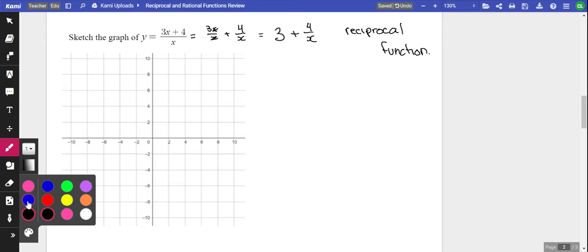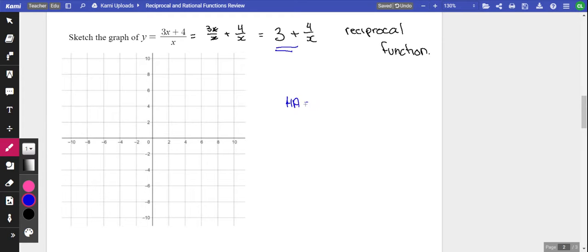So if we apply our transformations, if I add something outside a function, that means move my function up 3 places. My horizontal asymptote used to be y equals 0. But now I need to move that y value up 3. So my new horizontal asymptote is going to be y equals 3. It's going to go right through here. We're going to pretend that's a nice straight line at y equals 3.